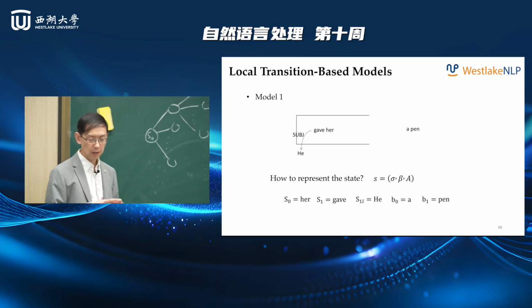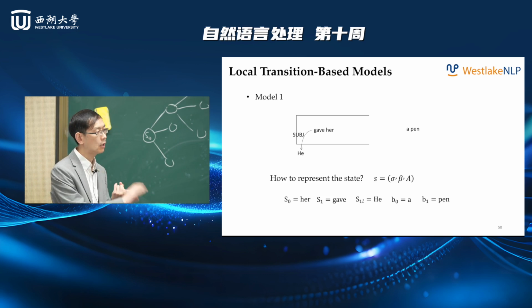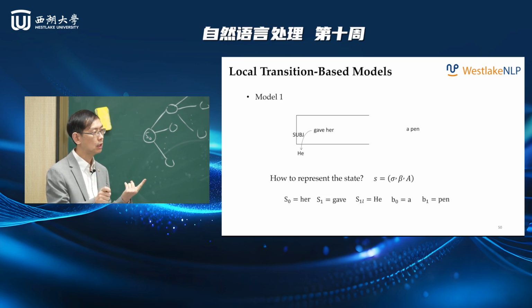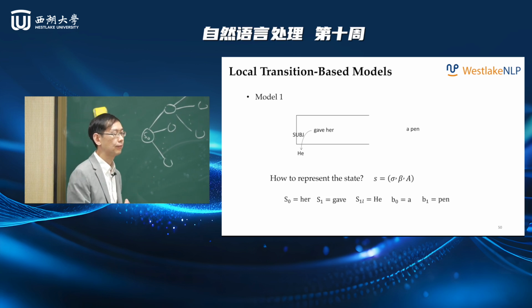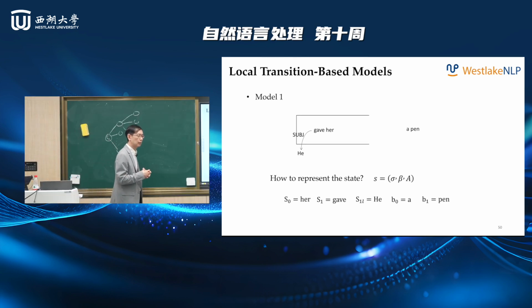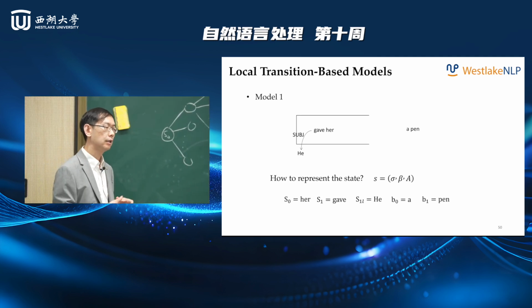If we can combine this information, for example, if I know the top of stack is her, the second top of stack is gave, and the next in the buffer is pen. If we're in such a state, what action should we take? So maybe the clever model will learn that if her and gave are on the stack, and the next words are a pen, we'd better make her an object of gave. So we need to tell the model who are on the stack, who are in the buffer. And how do we tell the model?